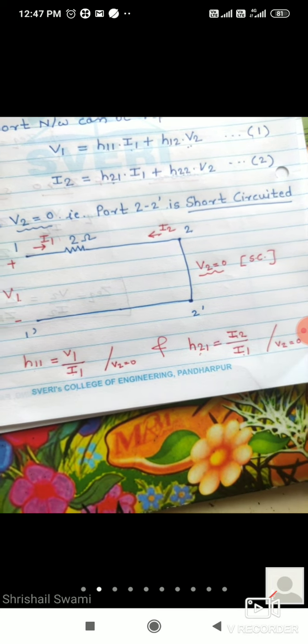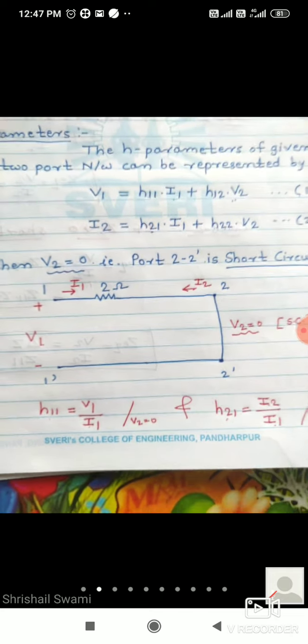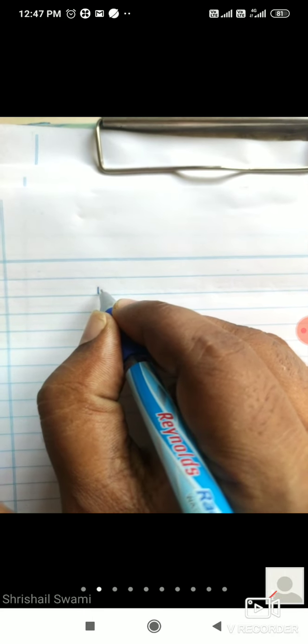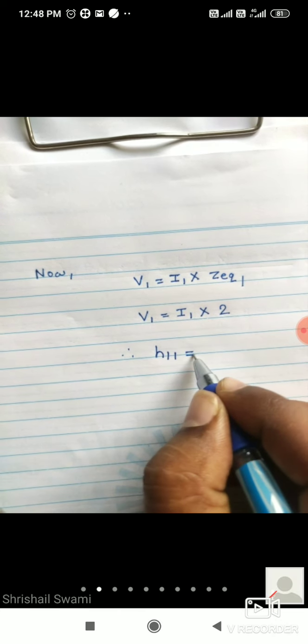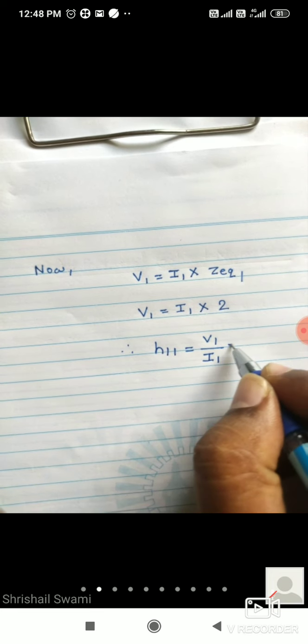So directly we can get the answer now. It is a very simple network. Now V1 is equal to I1 into Z equivalent 1, which is only 2 ohm. So what is V1 upon I1? That is H11, equal to V1 upon I1, which is equal to 2.